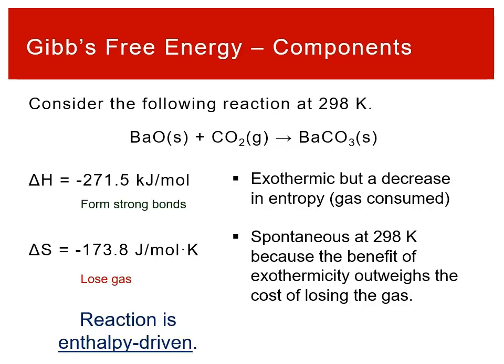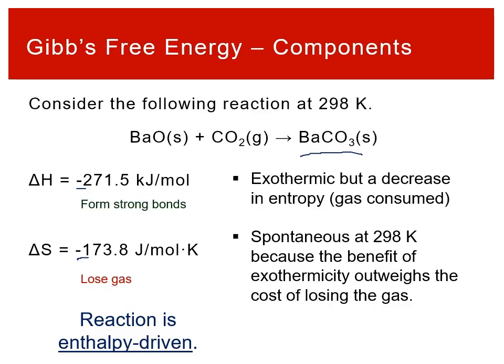The reaction we looked at before, barium oxide plus carbon dioxide becomes barium carbonate. They're both negative: exothermic and a decrease in entropy. And we can understand what those mean. Negative enthalpy means it's exothermic. That means we form strong bonds. Barium carbonate has very, very strong bonds. This is a very stable chemical from the position of just the strength of the bonds.